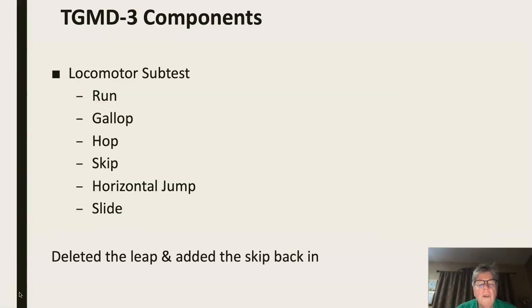As you can see from this list of items on the locomotor subtest, the biggest changes between the TGMD-2 and 3 is that the leap has been removed and the skip has been added back in. So that makes some people very happy and it makes some people very sad. But the skip was in the initial TGMD assessment. They removed it for the 2 and now they've added it back in the locomotor subtest.